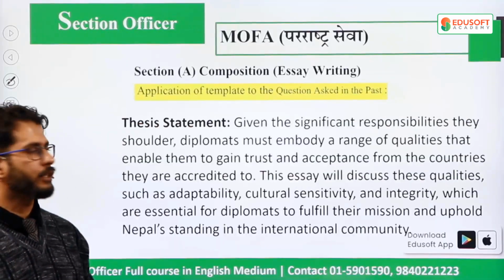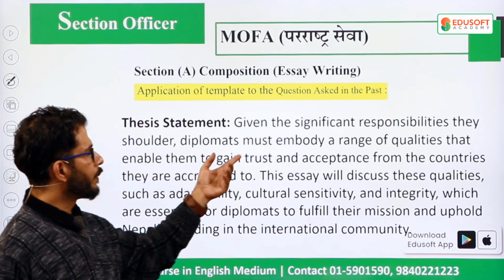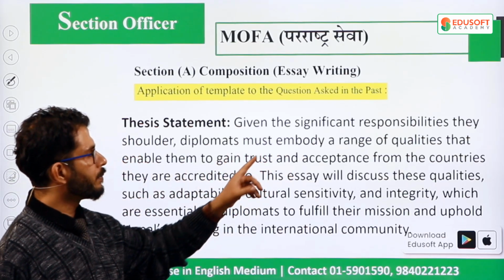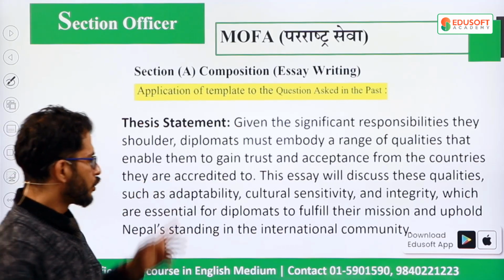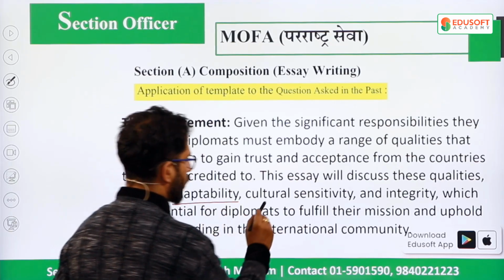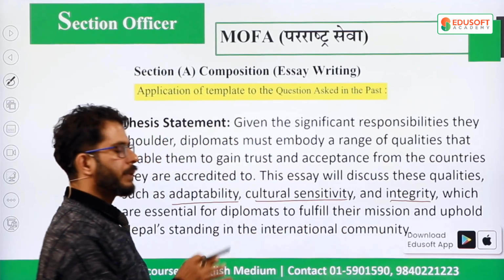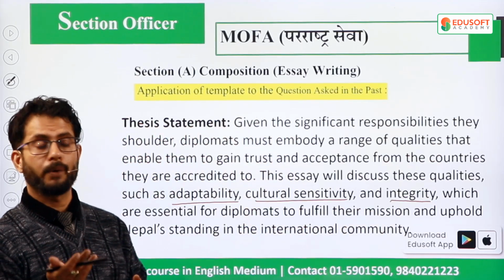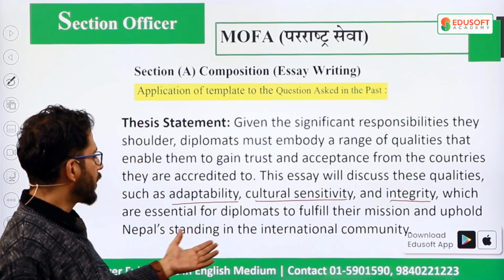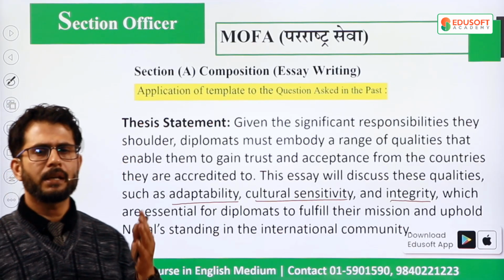So what are the qualities? You can write that given the significance and responsibilities they shoulder, diplomats must embody a range of qualities that enable them to gain trust and acceptance from the countries they are accredited to. So this essay will discuss these qualities: adaptability, one, cultural sensitivity, two, and integrity. These three different topics are what you are going to explore in your body paragraphs, which are essential for diplomats to fulfill their missions and uphold Nepal's standing in the international community. In this way, you are going to write one.